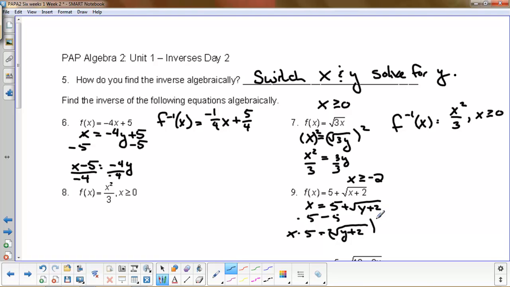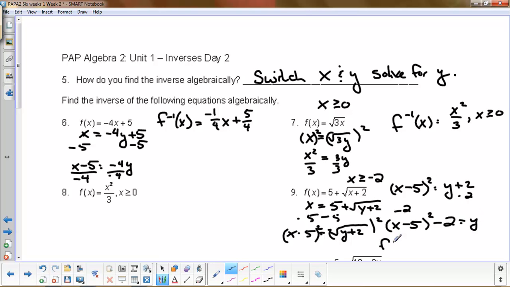Square both sides. And now we get (x minus 5) squared equals y plus 2. Subtract 2 from both sides. (x minus 5) squared minus 2 equals y. f inverse of x equals (x minus 5) squared minus 2. Please remember your restriction. x must be greater than or equal to negative 2.